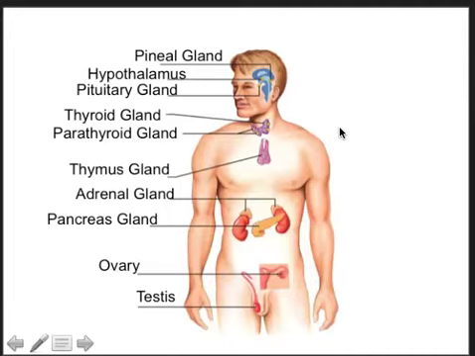Okay, this is just an outline of the endocrine system, major glands, and what we can do is take a brief tour of the endocrine system by walking through each of the different organs. We can start on the underside of the brain in the diencephalon. Remember that the diencephalon is made up of the epithalamus, the thalamus, and the hypothalamus.